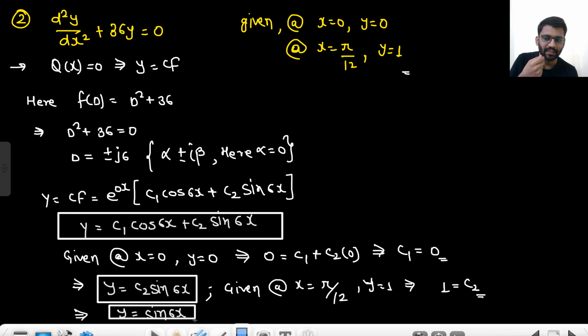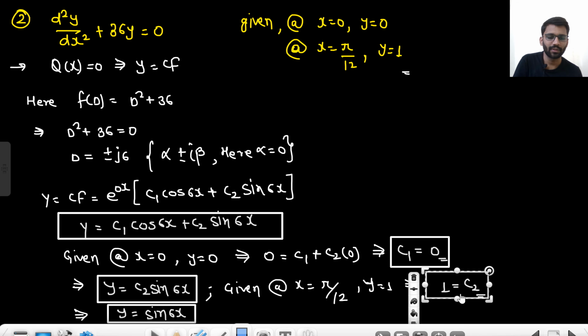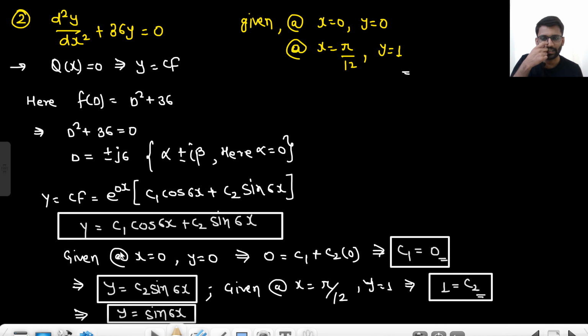Okay. So by the given conditions, what did you do? You found the values of c1 and c2. c1 came out to be 0 and c2 came out to be 1. That was simple mathematics that you solved. Okay, easy, well and good.